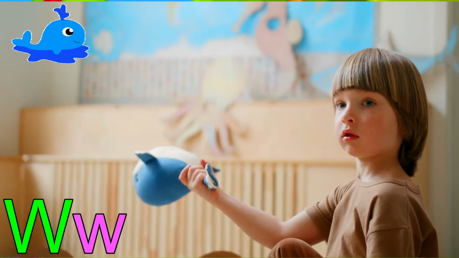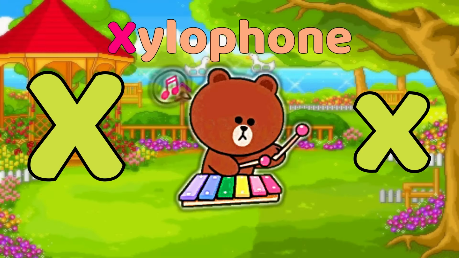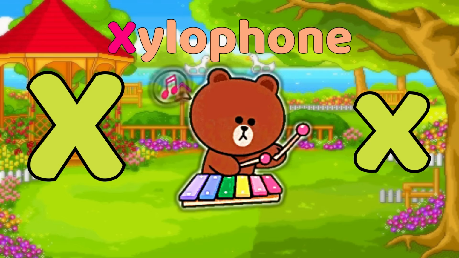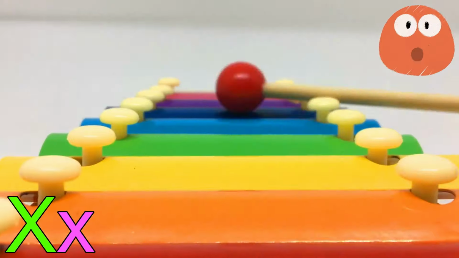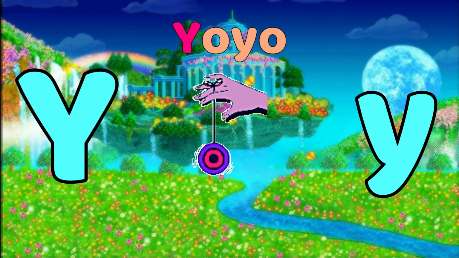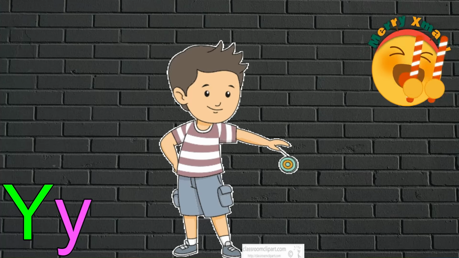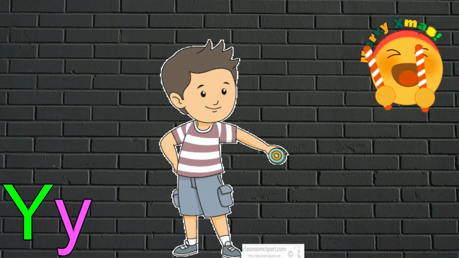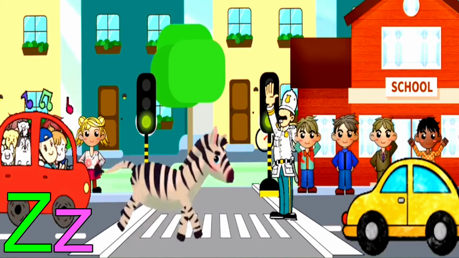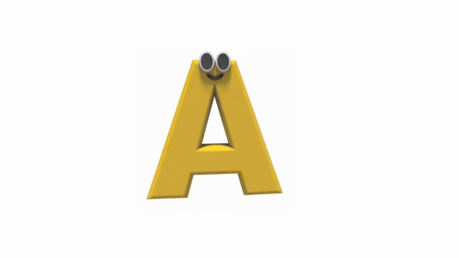W, whale. X is for xylophone, z, z, xylophone. X, xylophone. Y is for yo-yo, y, y, yo-yo. Y, yo-yo. Z is for zebra, z, z, zebra. Z, zebra.